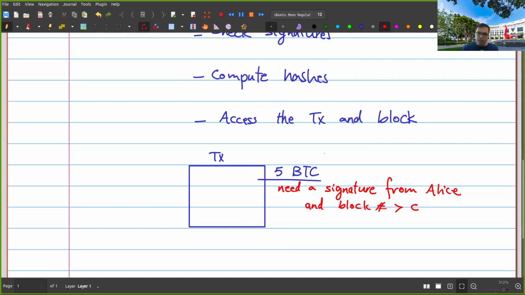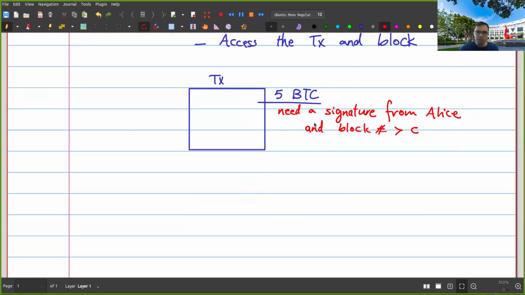So I say I need a signature from Alice, and I also need the block number to be more than some number that I'm hard coding here. And if I write a script like that, then of course only Alice can spend this output. So if there is a different transaction that is using this output as its input, let's say I have this other transaction later on.